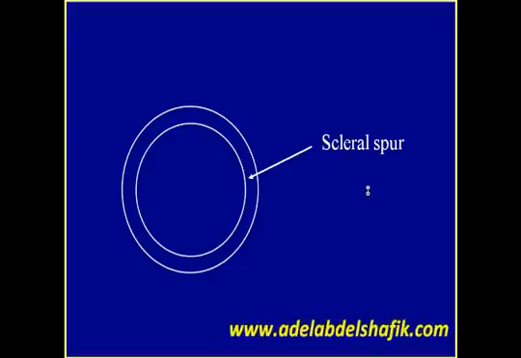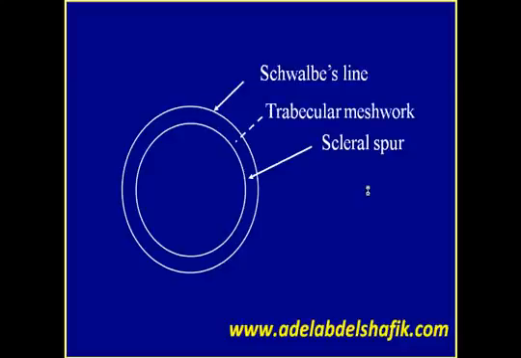We should record our findings. This is the simple way. We get these two rings. The inner one represents the scleral spur, the outer one represents the Schwalbe's line. So in between you have the trabecular meshwork.